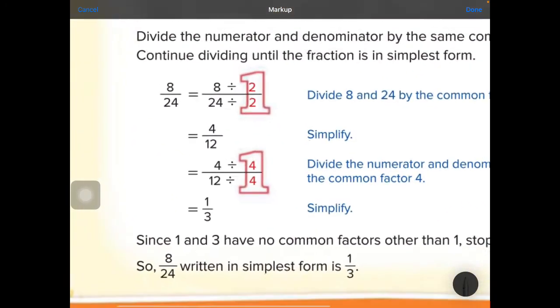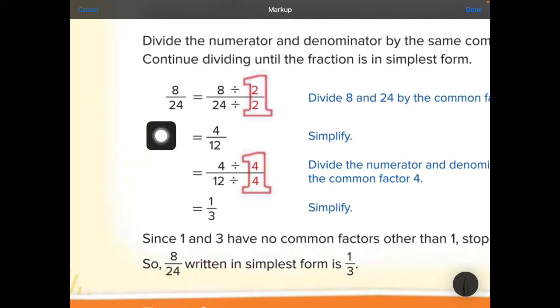Cox. We are on Chapter 8, Lesson 3, page 567 in the math book. We are simplifying fractions. Here's some examples to remind you.